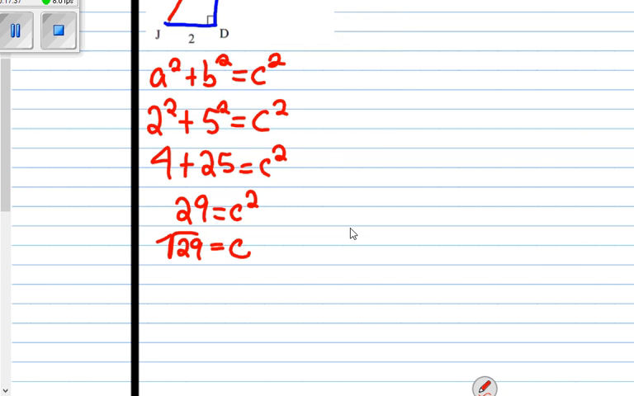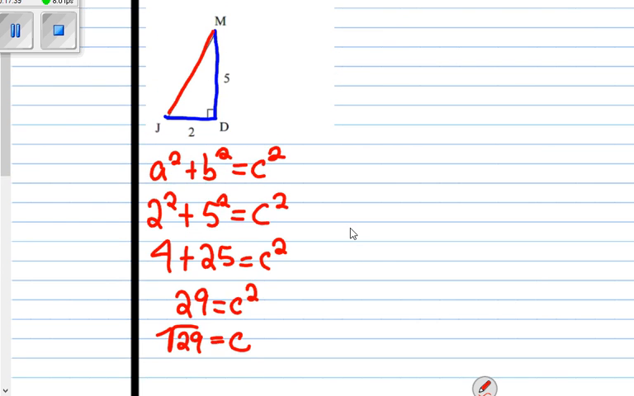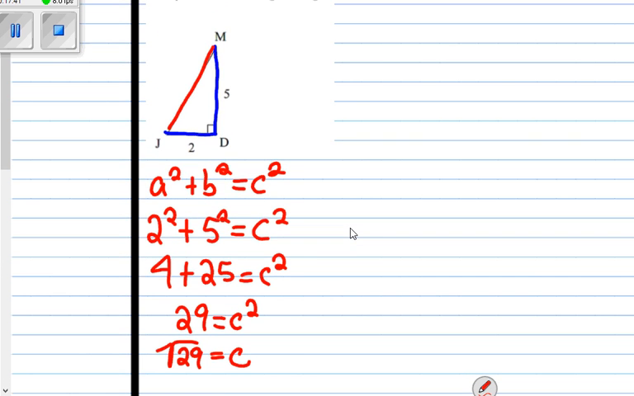Can the square root of 29 be simplified at all? No. Nope. So our first answer is, I have JM, and it's the square root of 29. So now I know all 3 sides.